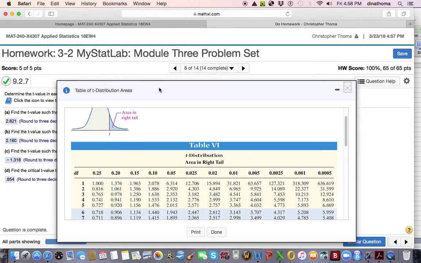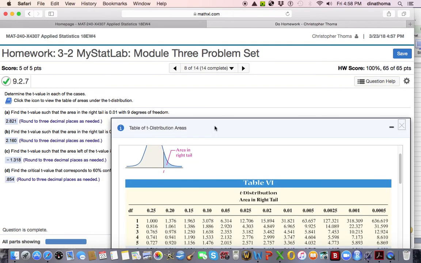So how do we read this table? I'm going to bring it down a little bit so we can see my problem. For the first problem, it says find the t-value such that the area in the right tail is 0.01. That is our probability of being down this low in the tail with 9 degrees of freedom. Remember, if they don't give us degrees of freedom, degrees of freedom is your sample size, n, minus 1. In this case, they gave it to us. So the first thing we'll do is find our probability, or area in the tail, that corresponds to this number. So 0.01, or sorry, 1%.